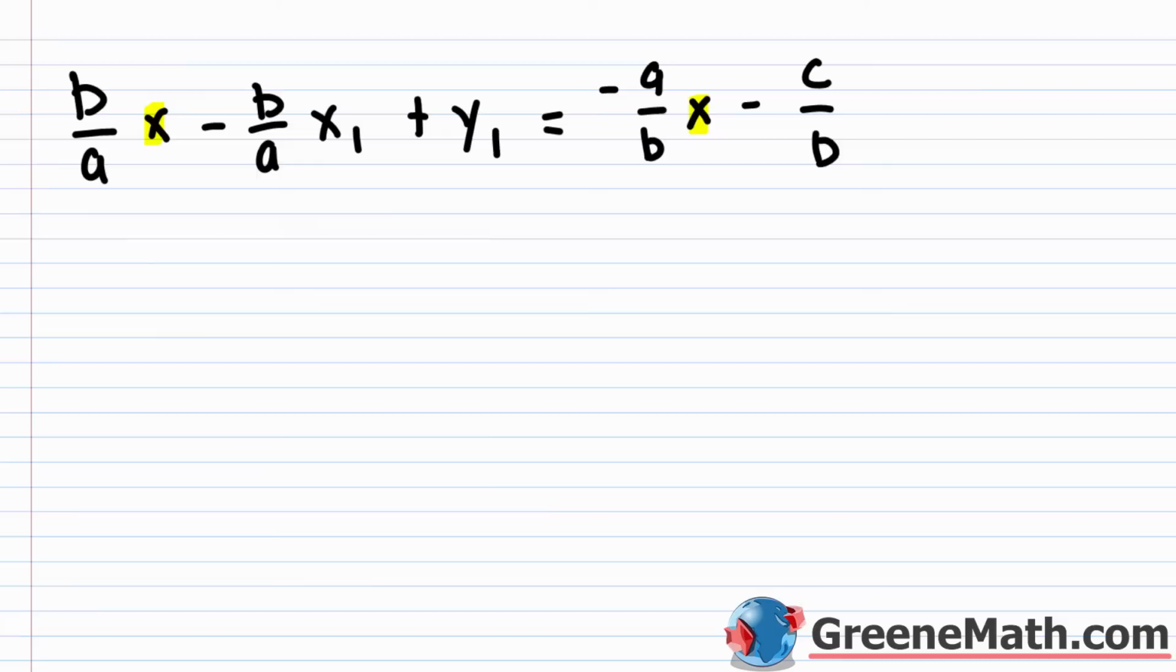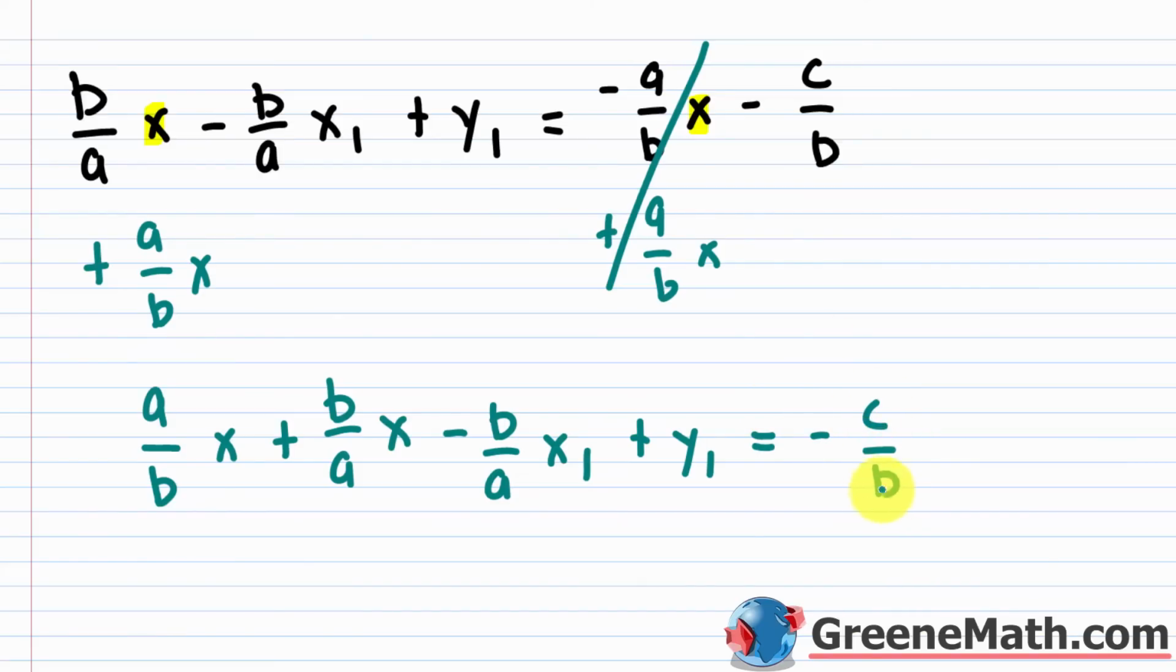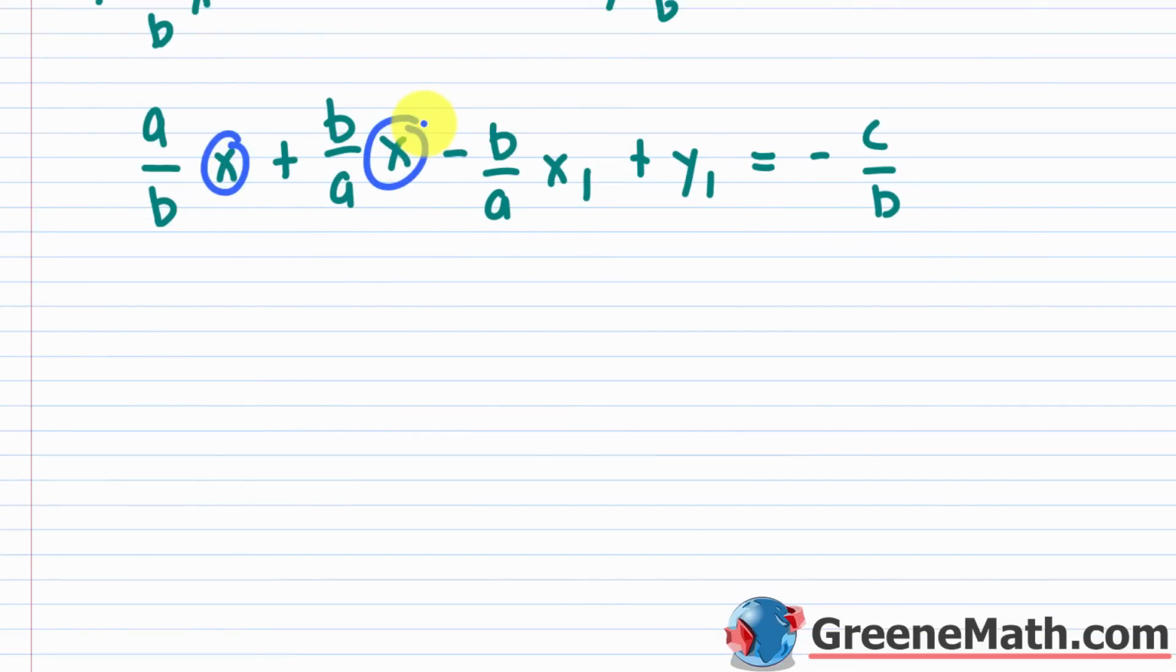What I want to do is get this over to the left and then get all this stuff over to the right. So I would add a over b times x to both sides of the equation, and this will cancel away. Let me actually do this in different lines. So let me write this as a over b times x, and then plus b over a times x, and then minus b over a times x sub 1 plus y sub 1, and this equals negative c over b. Now, this x and this x, again, that's what I'm trying to solve for, so leave those on the left. This x sub 1, again, that's different. You're going to get that to the other side.